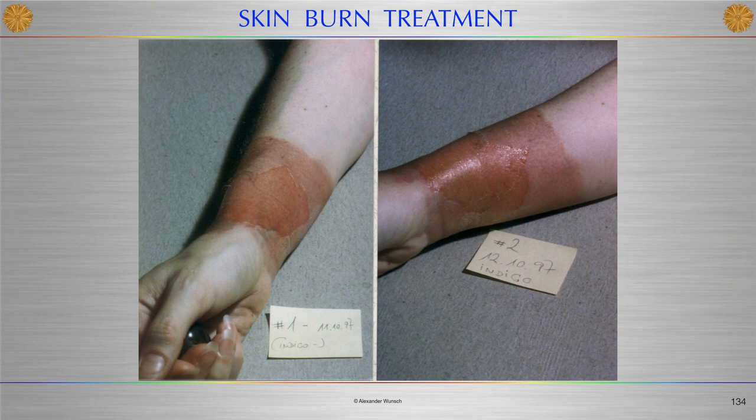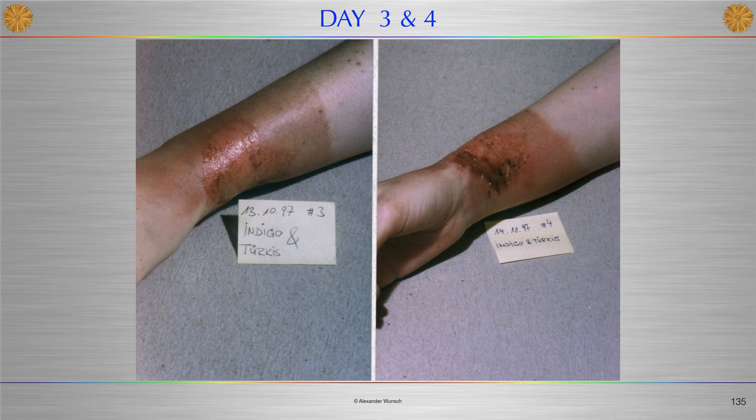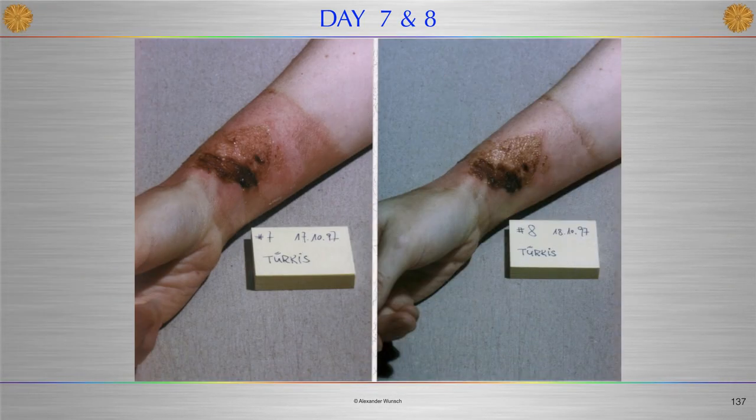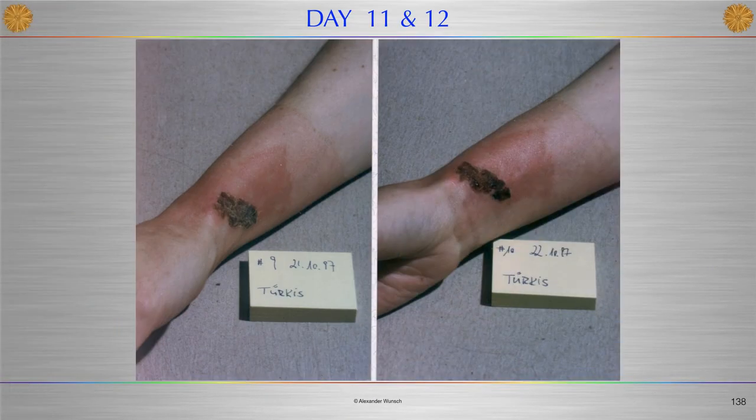surgically, so you can see it the second day, the third day, the fourth day, and you can see up to the third day it had been treated with indigo and turquoise, only turquoise, day 5 and 6, turquoise day 7 and 8, and from these pictures you can tell it was probably a 2.5 degree skin burn from boiling water. It was not treated by a wound dressing. It was only treated by irradiation with the colors quoted on the slides.